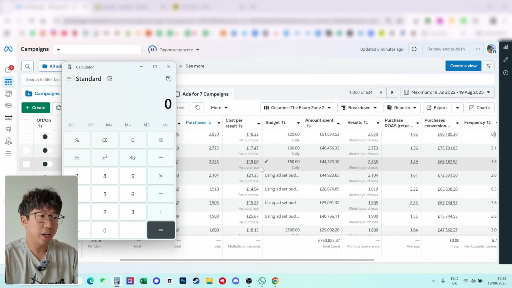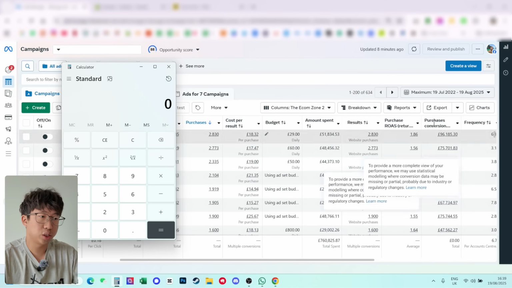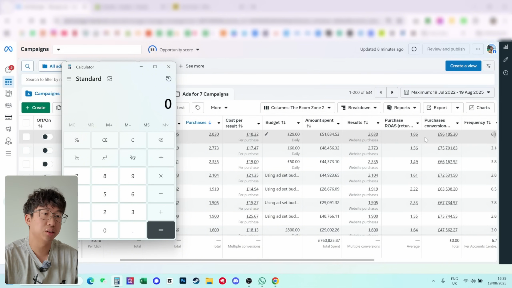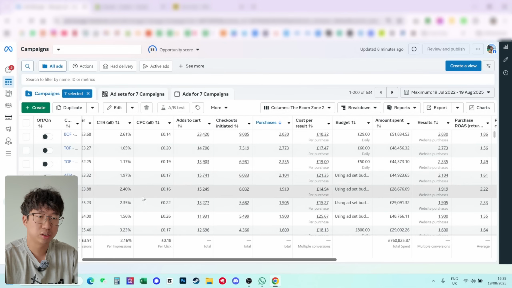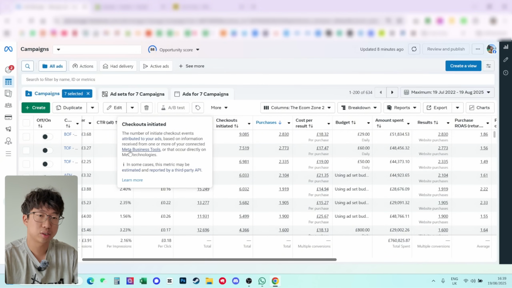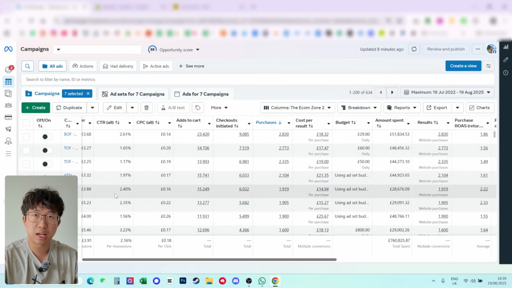And this is why it's very important to look at multiple metrics and not just rely on one. And you're only really looking at these metrics when you're scaling up, guys, and when you're getting sales. When you're not getting sales, all you're looking at is your CPCs, your add to carts, your checkouts, and trying to optimize that part of the funnel.